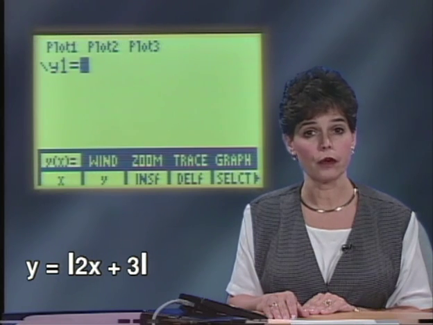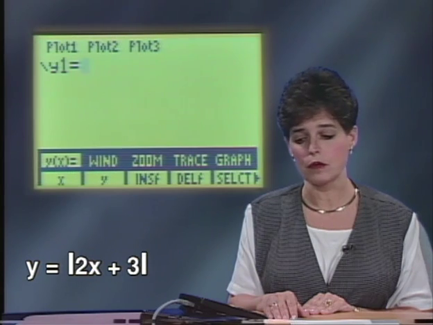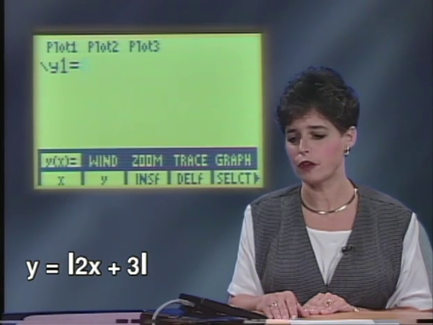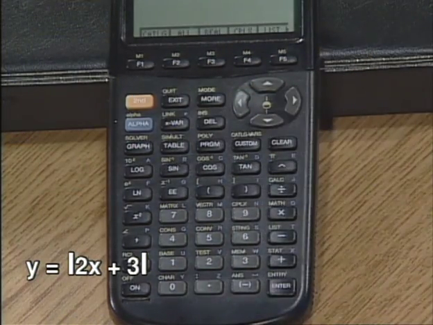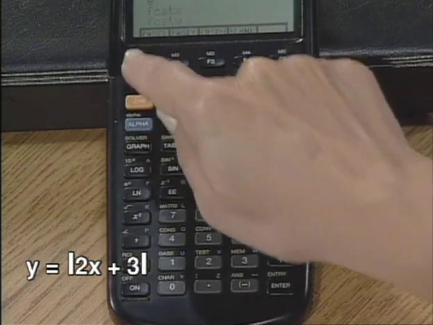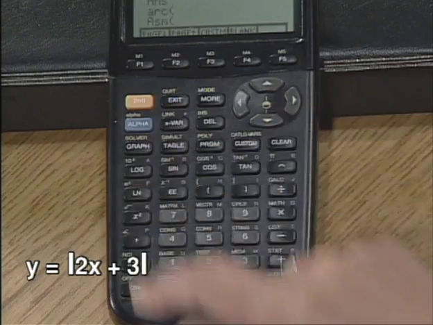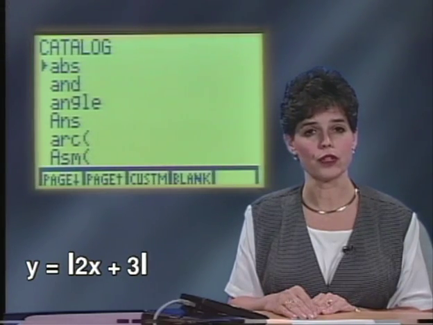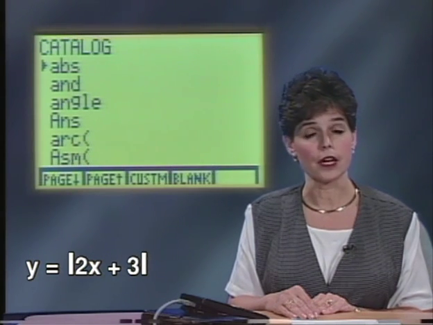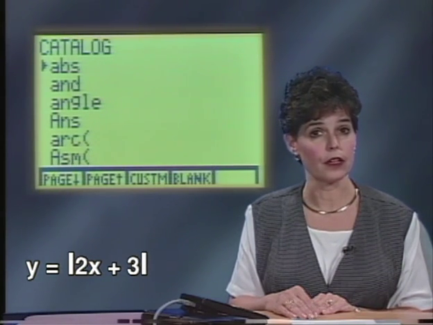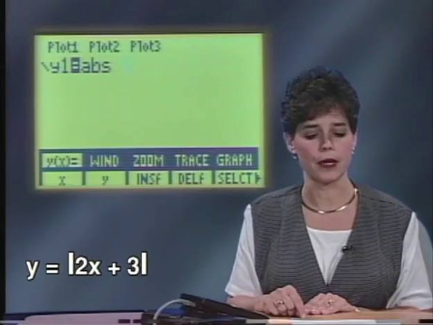Now, in the introductory video, we looked at how to get ABS. And one of the easiest ways to do that is to go into your catalog. And I'll do that at this time by going second, Custom to get catalog, go into catalog with F1, and press the letter A right here. ABS happens to be the first thing in the alphabet in the catalog. And when I press Enter at this time, then ABS will be pasted into my Y1 because that's where I was a moment ago. So there it is, pasted in.